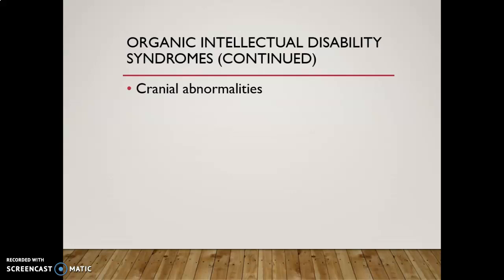Another organic intellectual disability are the various cranial abnormalities. And again, this is exactly what it sounds like. Problems with the cranium, problems with the skull. Usually caused by problems with the brain that's being encased by the skull. The first is macrocephaly. Macro means large or many. Cephaly means skull. This is an overly large head, an overly large skull.